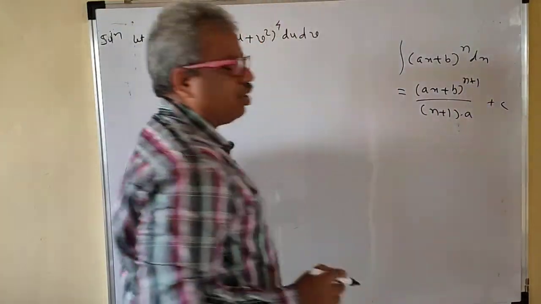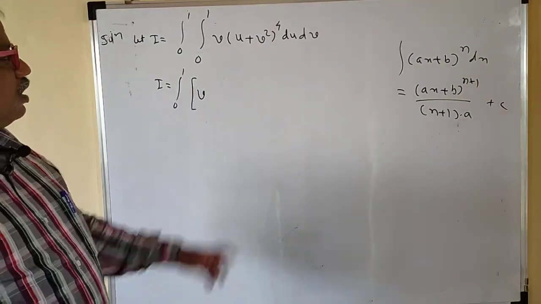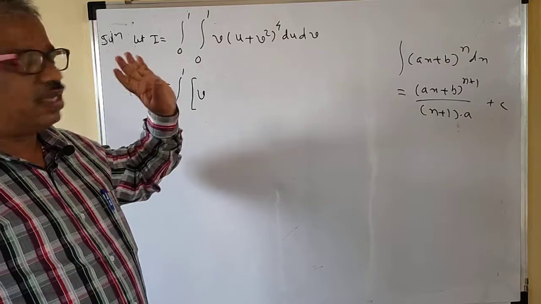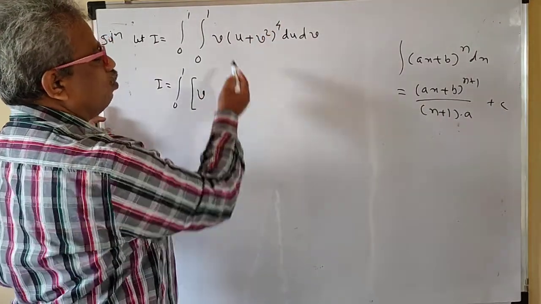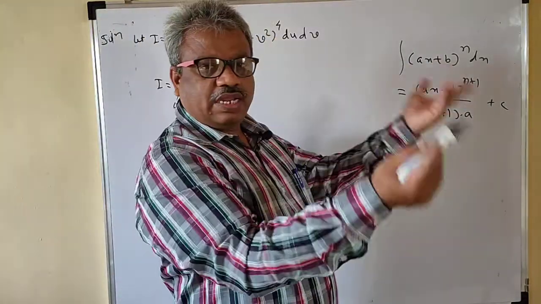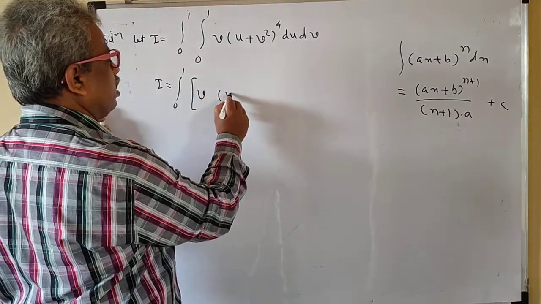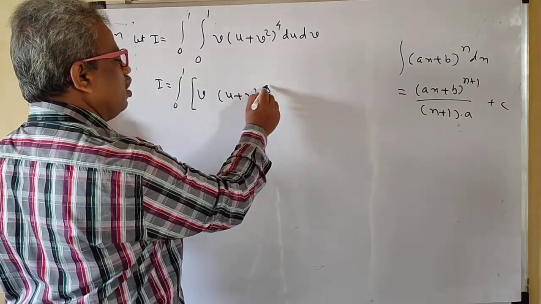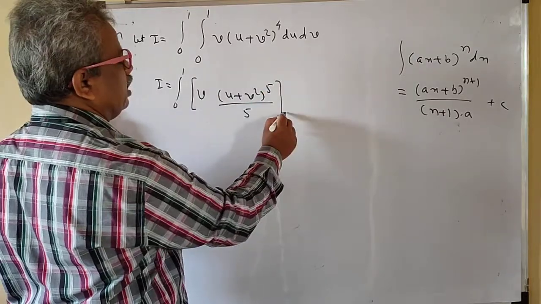This is the formula for the integration. You are familiar with this one. So now this is also a linear function because b square is constant. So for the integration, the coefficient of u is 1. If the coefficient of u is 1, then you have to increase the power and write the increased power at the denominator. So just write (u + v square) to the power 5 upon 5. So just this is integrated.